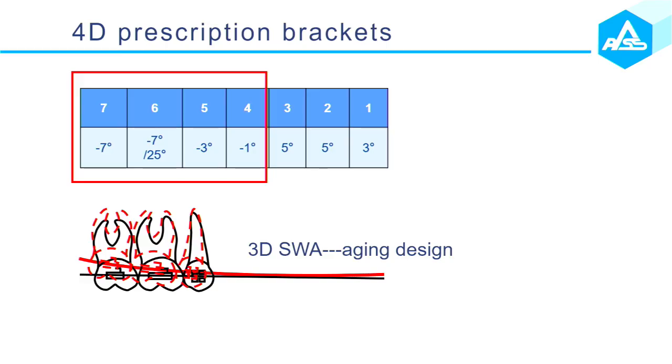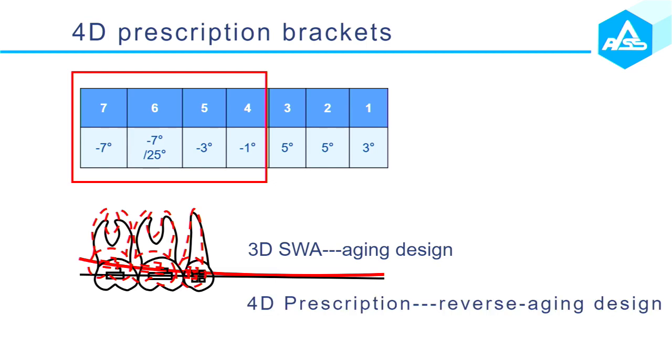In PASS system, we give all posterior teeth backward tipping angle and align upper teeth on curve of SPEE, like this. So I call it 4D prescription. That's a reverse aging design, right? We try to prevent or reduce posterior teeth forward tipping growth.